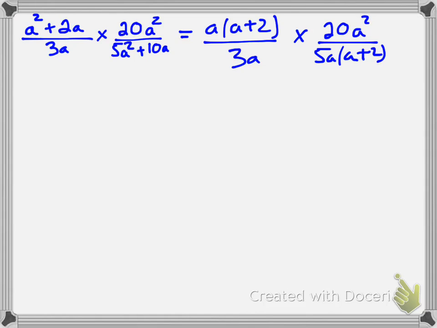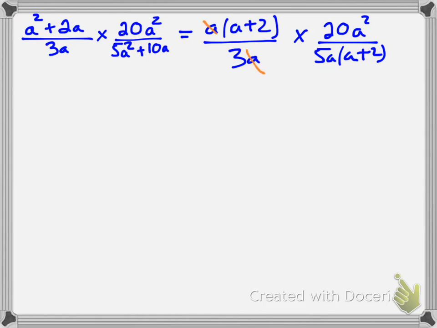Then I want you to notice that we're again going to have some canceling going on. We have a factor of a plus 2 in the first expression up top and a factor of a plus 2 in the second expression on the bottom. We also have some a's that we can cancel out. So we've got some things that we can cancel.